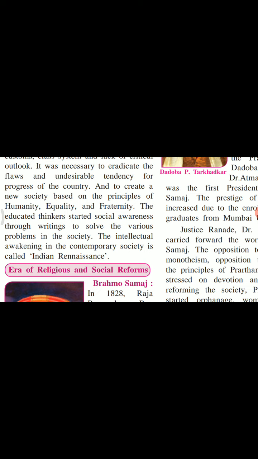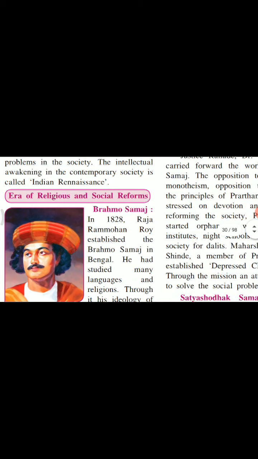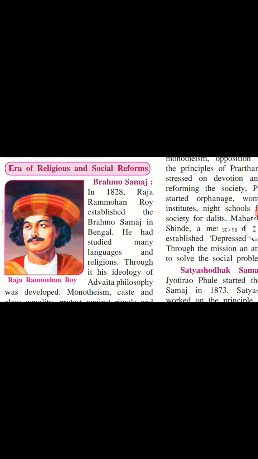Now, the era of religious and social reformers. First of all, we will see in the picture Raja Ram Mohan Roy, the greatest and modern social reformer. He established the Brahmo Samaj. In 1828, Raja Ram Mohan Roy established the Brahmo Samaj in Bengal.